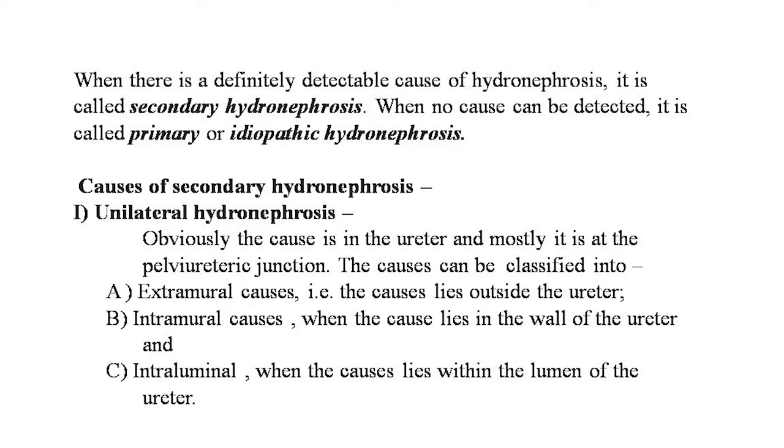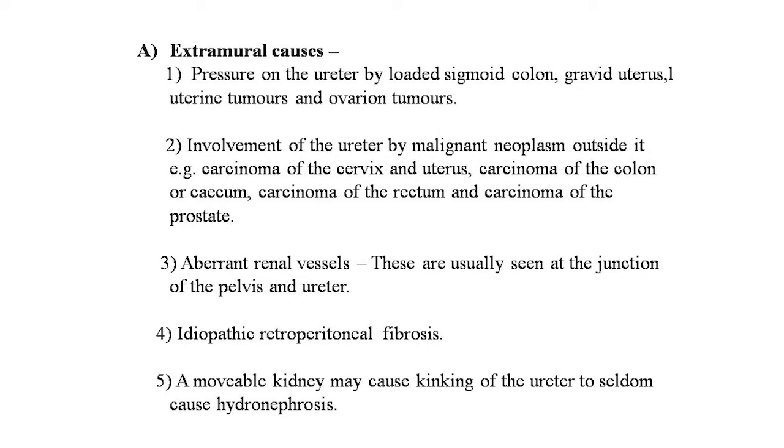The causes can be classified into extramural causes, where the cause lies outside the ureter, intramural causes, where the cause lies in the wall of the ureter, and intraluminal causes, where the cause lies within the lumen of the ureter. Now first we will see the extramural causes. Pressure on the ureter by loaded sigmoid colon, gravid uterus, uterine tumors and ovarian tumors. Extramural causes also include involvement of the ureter by malignant neoplasms outside, that is carcinoma of the cervix and uterus, carcinoma of the colon and cecum, carcinoma of the rectum and carcinoma of the prostate.